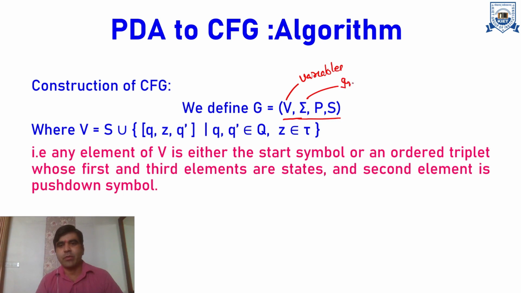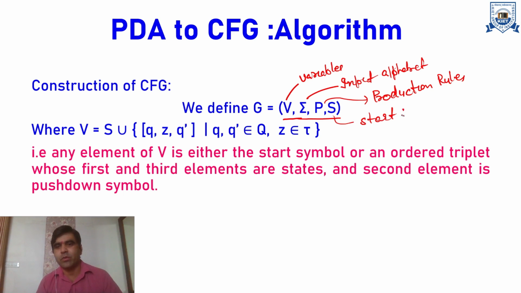This V is the set of variables of your grammar. This is your input alphabet, sigma. P is the set of production rules, and S is the start symbol of your grammar. Okay, and S belongs to V, it is a variable. So when we start converting a push-down automata to an equivalent CFG, we define a grammar G with V, sigma, the production rules P, and S, and then we'll define the variables in our grammar one by one.